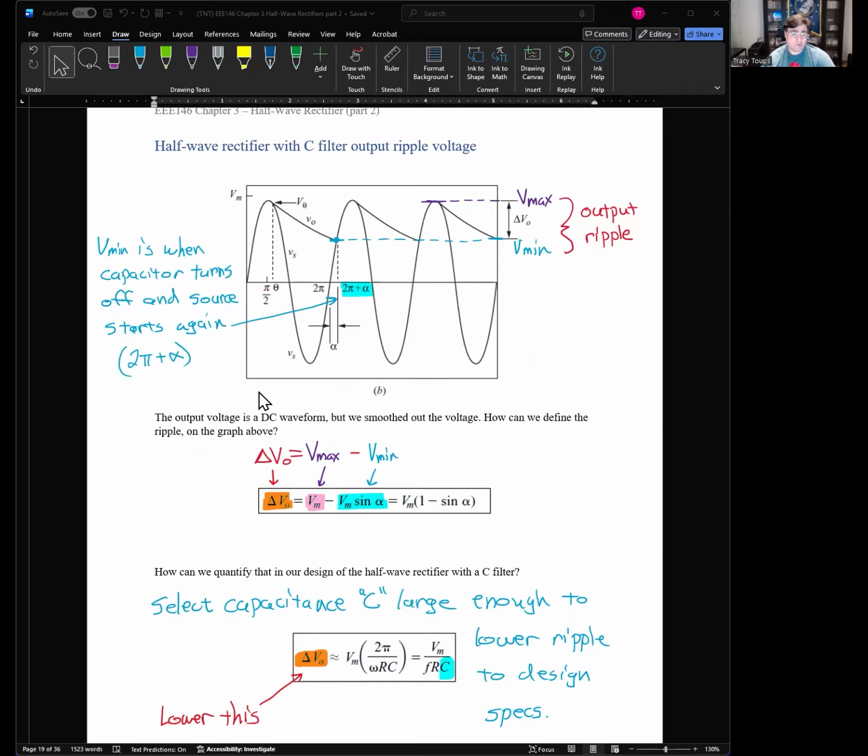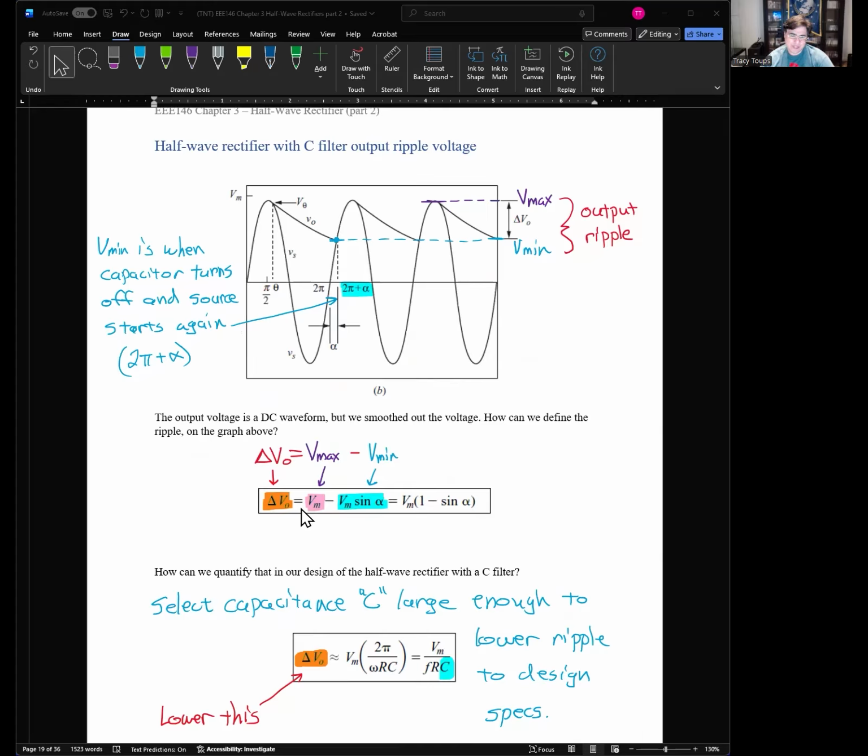Okay. How do you actually quantify these two numbers? Well, at the end of the day, your output voltage is a DC waveform, or we want it to be a DC waveform, and we need it to be a smooth output voltage signal. How can we define the ripple in the graph above? I kind of already talked about it, but let's put it into hard equations.